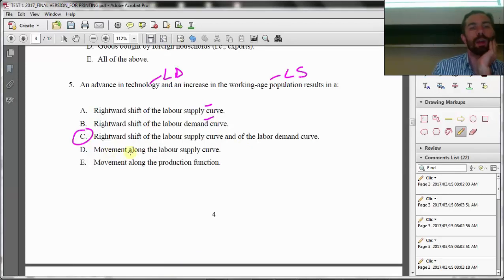Remember, when we talk about a movement along a curve, what we mean is that the curve is not shifting. So obviously we're saying that these curves are shifting, so it's not D. And in terms of E, a movement along a production function, well, the entire production function is shifting. So it's not just a movement along, it's a shift in the production function.